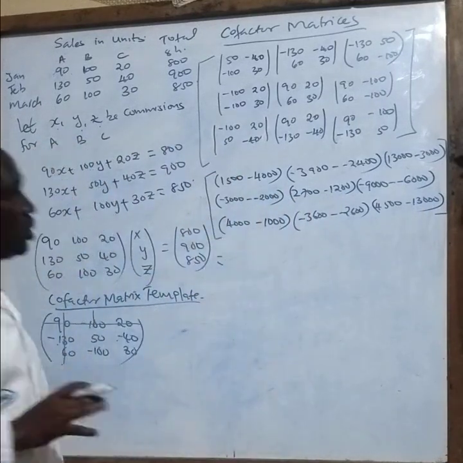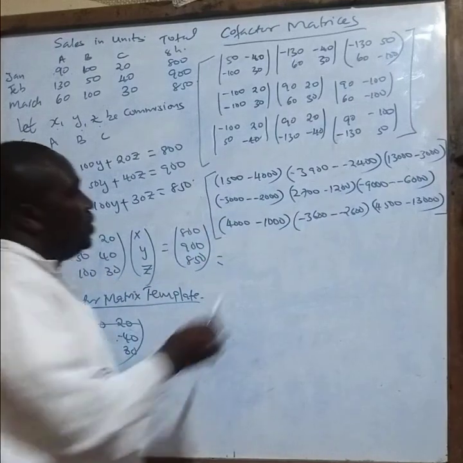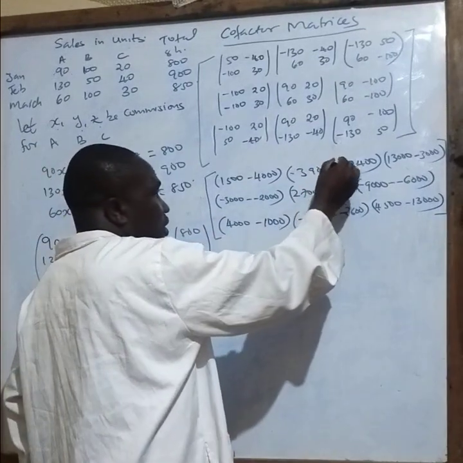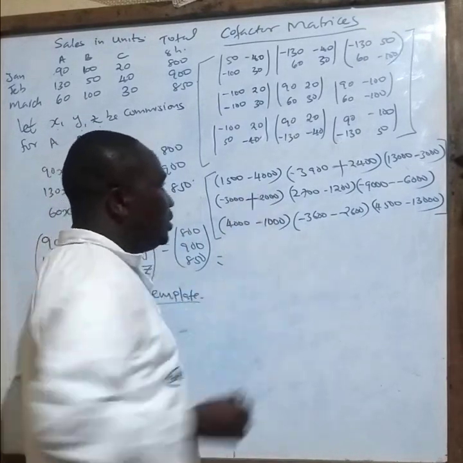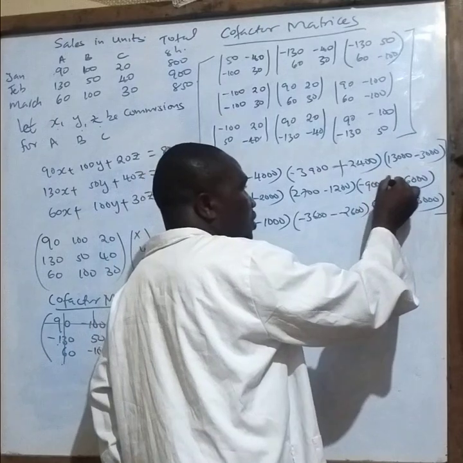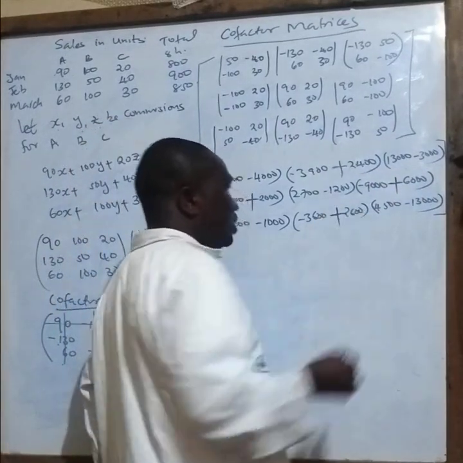Then finally, work out what is already in the brackets. This one will give you negative. This one will change to be a positive. This one also will change to be a positive. This one will also change to be a positive. And this one will also change to be a positive.